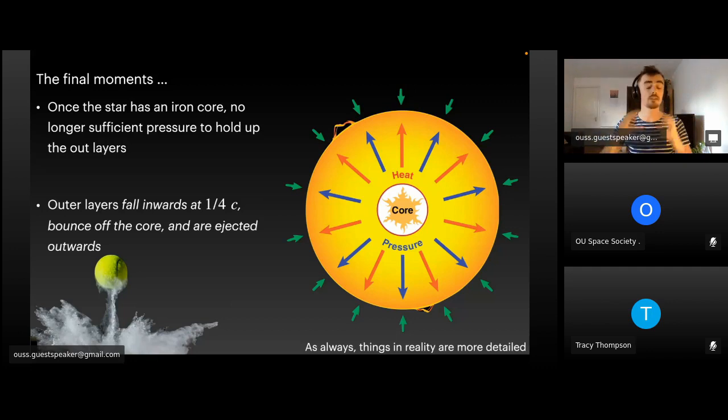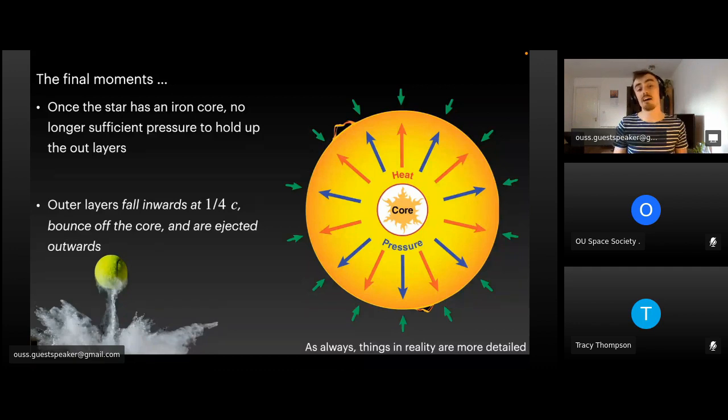So once you get this iron core, you get all the material that's on top of it, which I'll refer to as the envelope, basically outside of the core. This material crashes down, basically falls inwards at a very high speed, up to 25% the speed of light. Once it hits the core, like our tennis ball hitting the ground, it just bounces back off. And of course, things are very much more detailed, but for the purpose of this talk, this will do nicely.